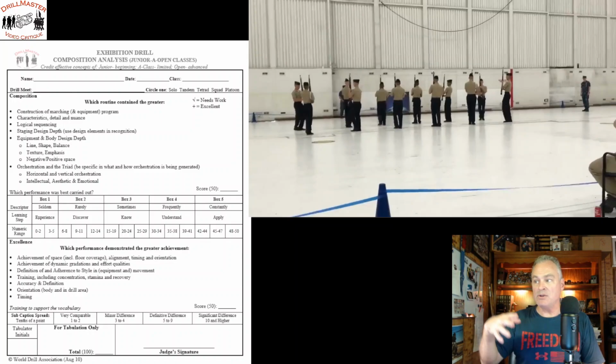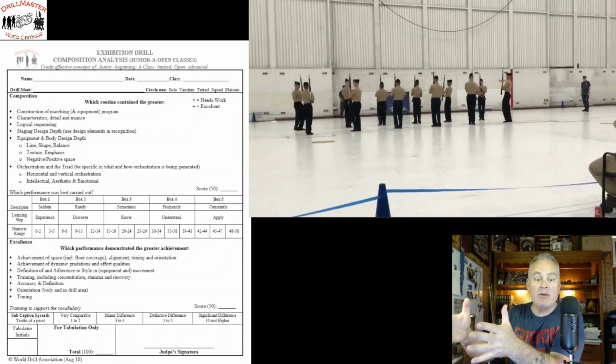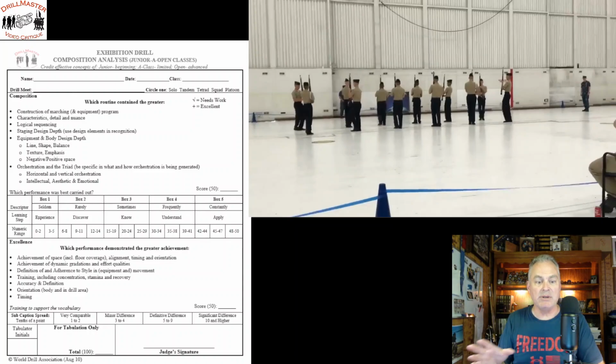So there's a little bit of texture in that with the team performing the flash movement. But it was just a little bit of texture in there, and it added some emphasis. Sorry, with the team being so far forward, that was good. Again, orientation of the deck lousy. That's not the team's fault. So we're going back to construction of marching and equipment program. So we have that.